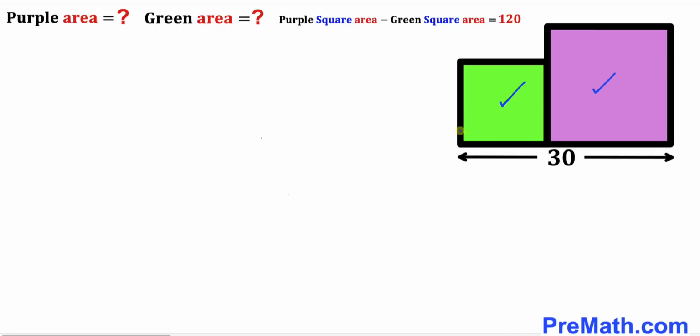Two squares, the purple square and the green square, are put together as you can see in this given diagram, such that this horizontal length is 30 units. Moreover, the difference of their squares, in other words the purple square area minus the green square area, is equal to 120 square units. Our task is to calculate the area of this green shaded square and the area of this purple shaded square.